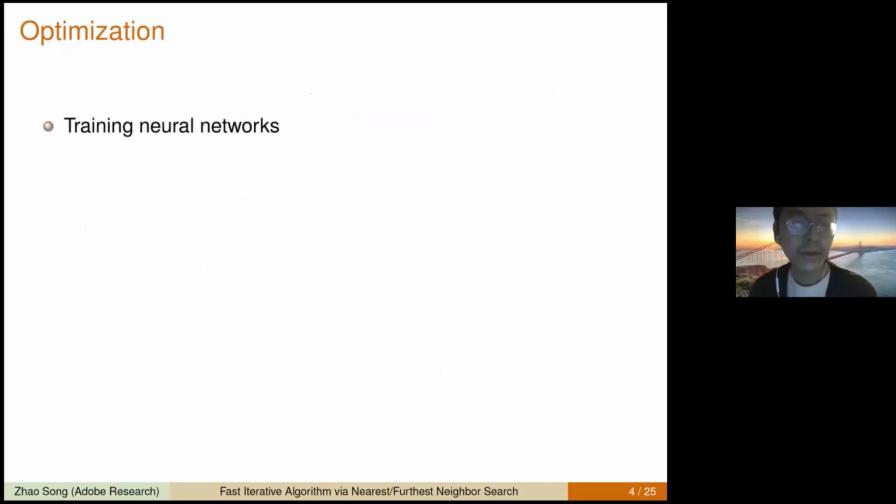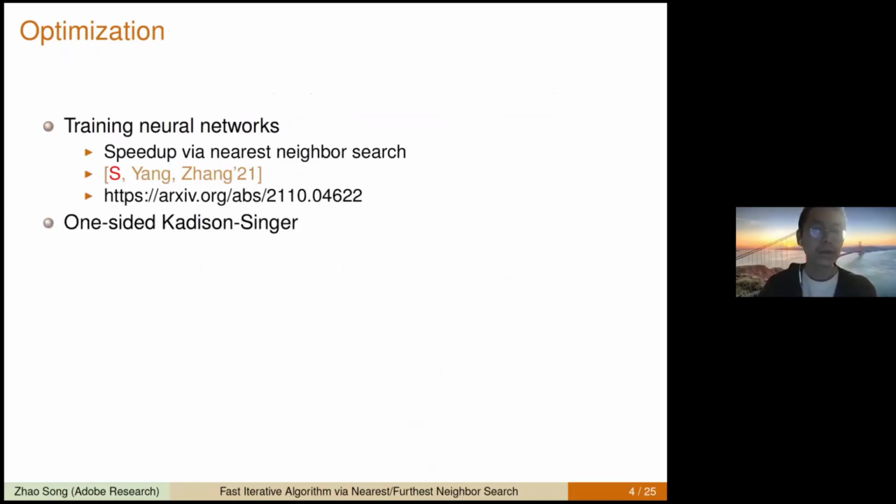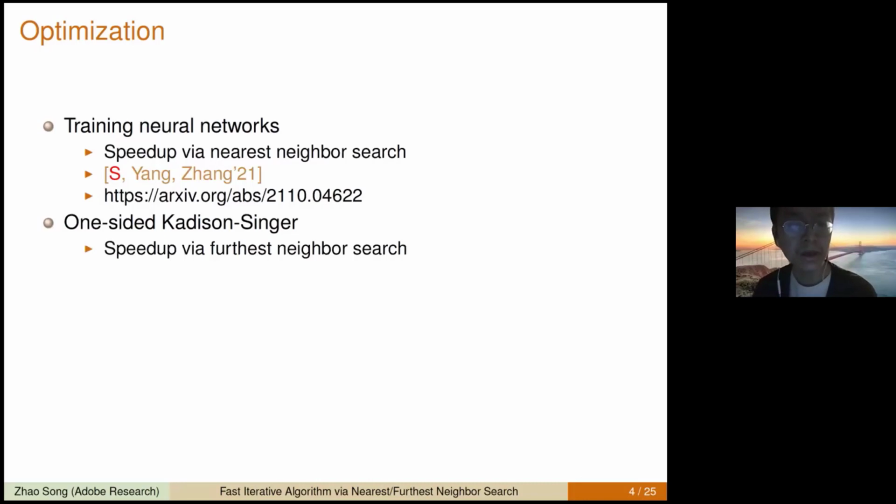I will show you a bunch of applications. The first application is how to train a neural network, and to speed that up we will use nearest neighbor search. This is a very new work we just put on arXiv yesterday. Another application is the Cartan center problem. It is very hard to solve in polynomial time, but for one side, the Cartan center is very easy to solve in polynomial time. I will show you an application using furthest neighbor, where we can speed up the one-side Cartan center. This paper is only in manuscript, so if you are interested, you can send me an email to request it.